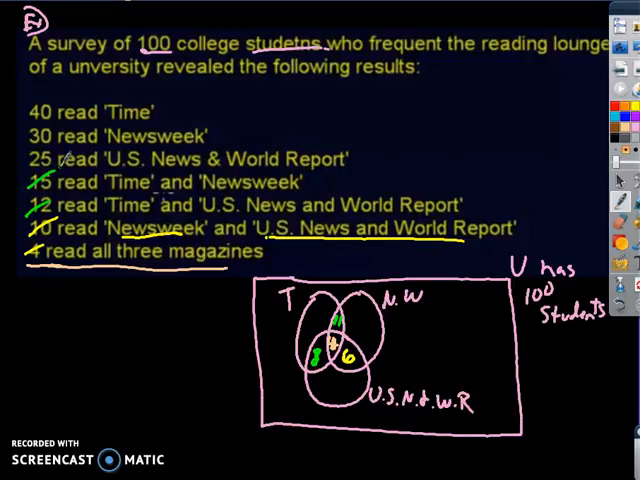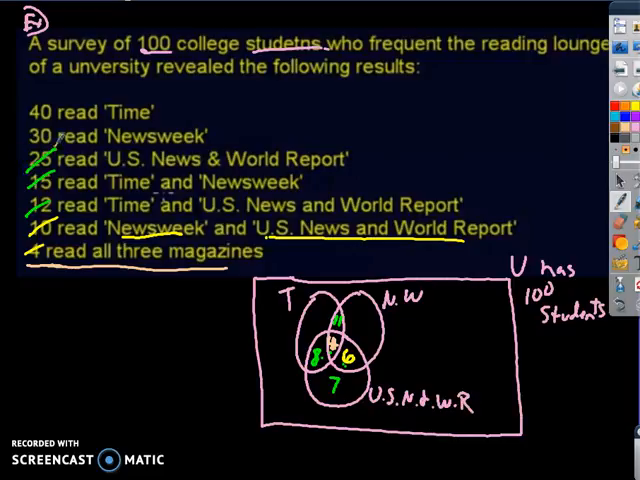All right, then it said that 25 people read U.S. News and World Report. So in this whole bubble, there's 25 people reading it. So I have to include the ones I've already counted. So this is 4 and 6, that's 10, plus 8, that's 18. This whole bubble must include 25, so that's 18 gone, leaving 7 people who read just U.S. News and World Report and nothing else.